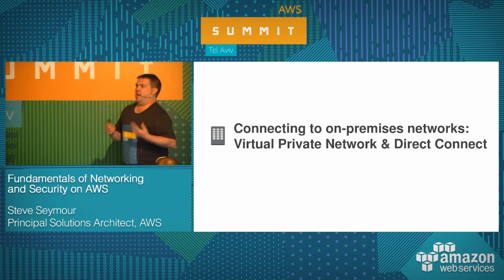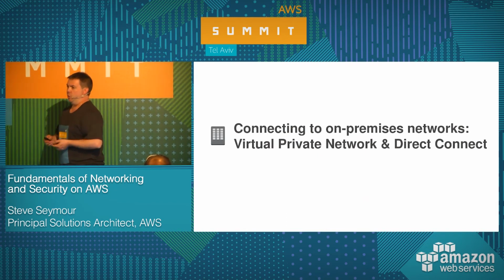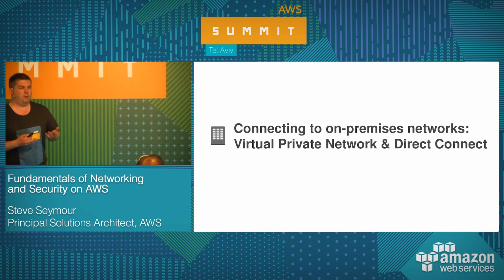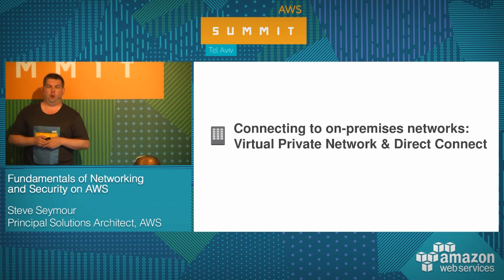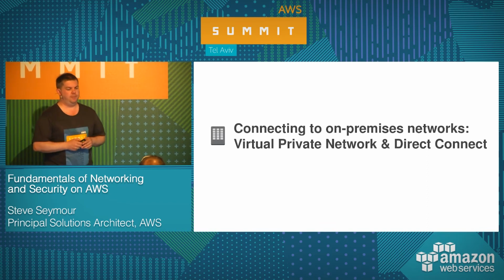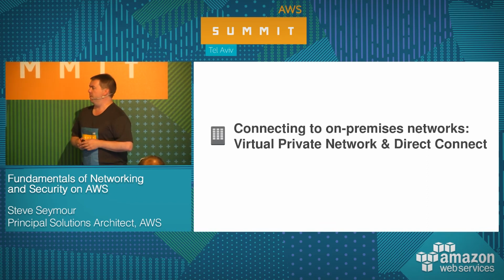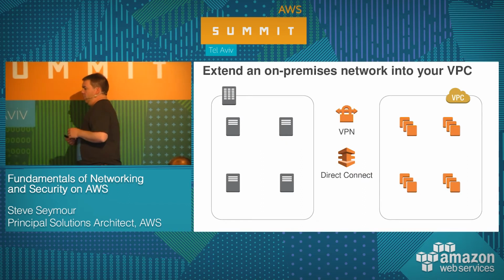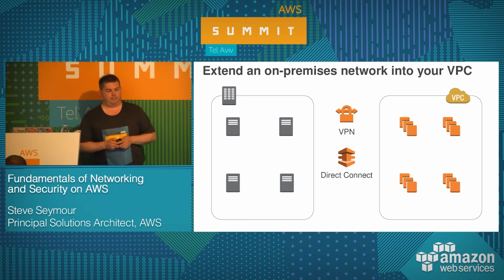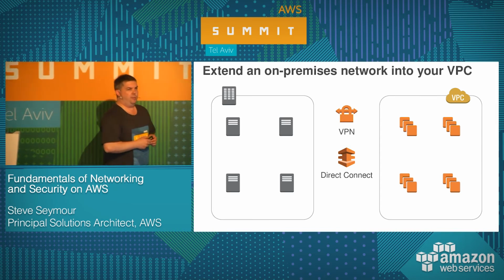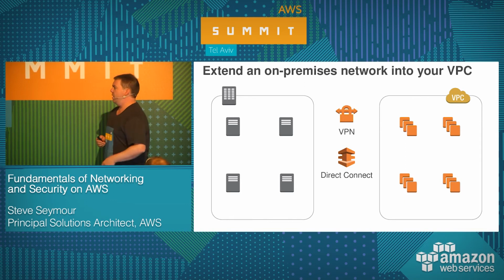So what about now connecting back to our on-premises network or a remote network? We have a couple of options for doing this. We can use a VPN connection, a virtual private network connection, or we can use AWS Direct Connect. So let's explore what those two options are. On the left-hand side here, we have our corporate network. On the right-hand side, we have our VPC. Connecting these together, we have the two options I mentioned. We have VPN and Direct Connect.